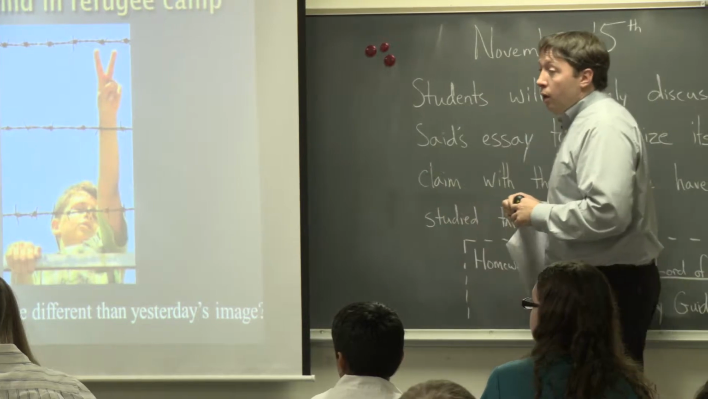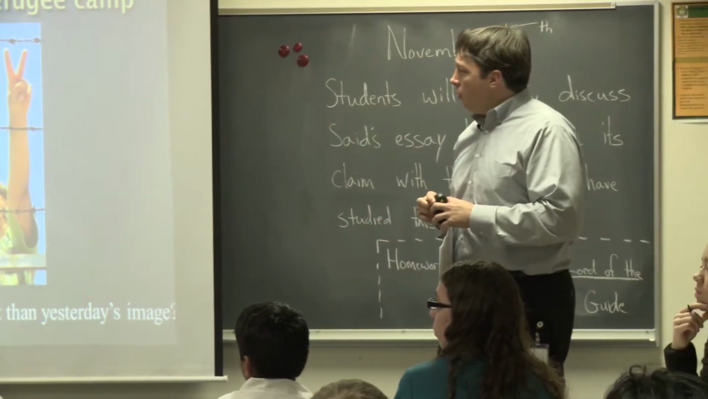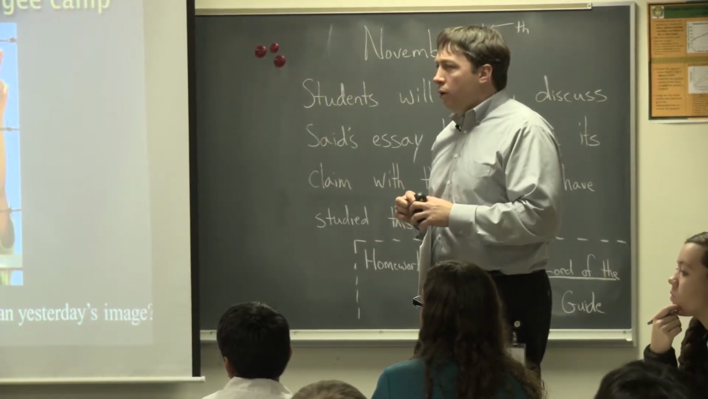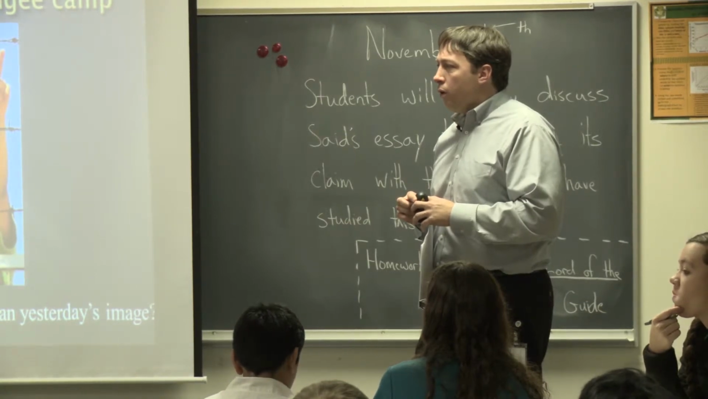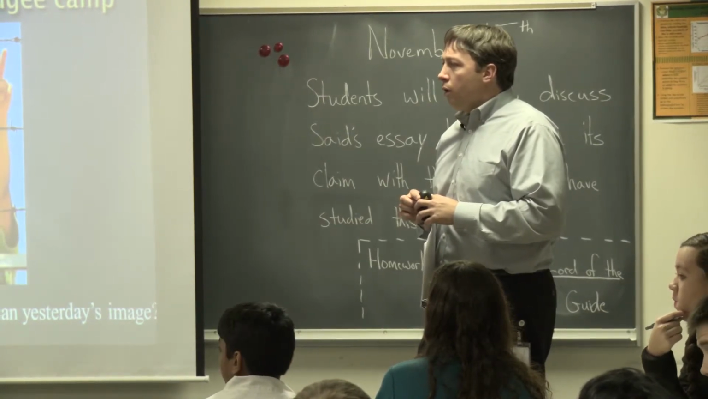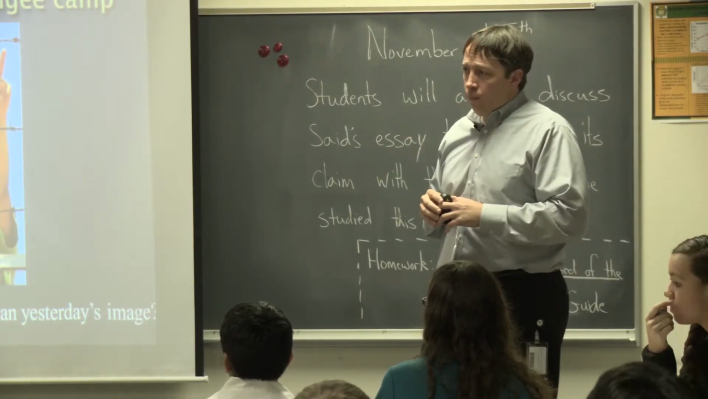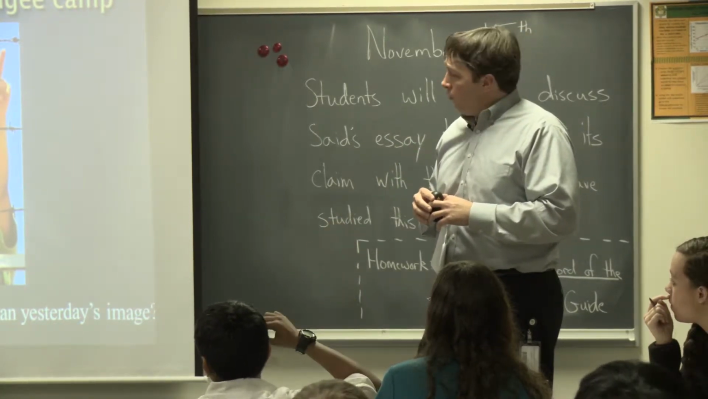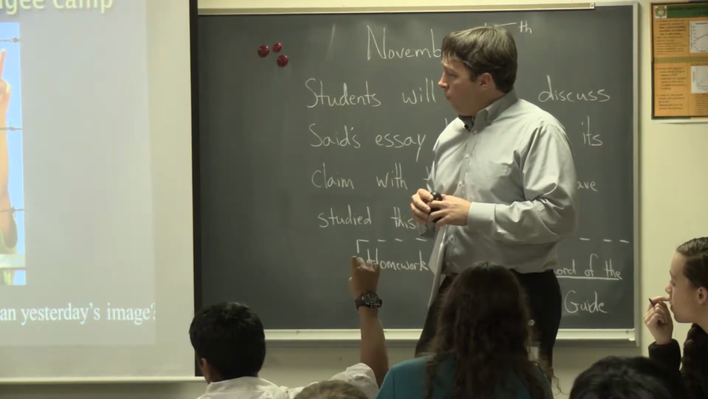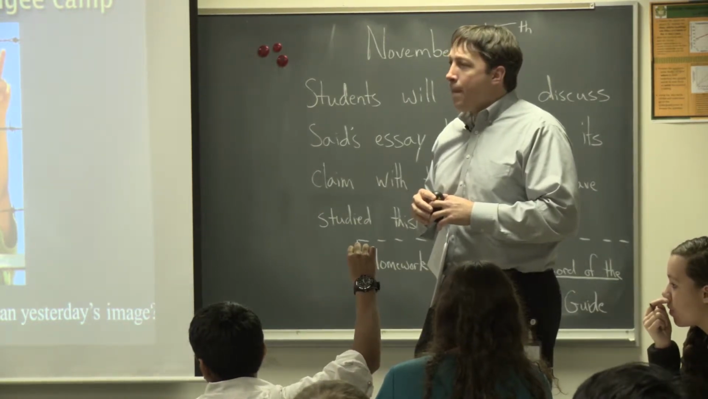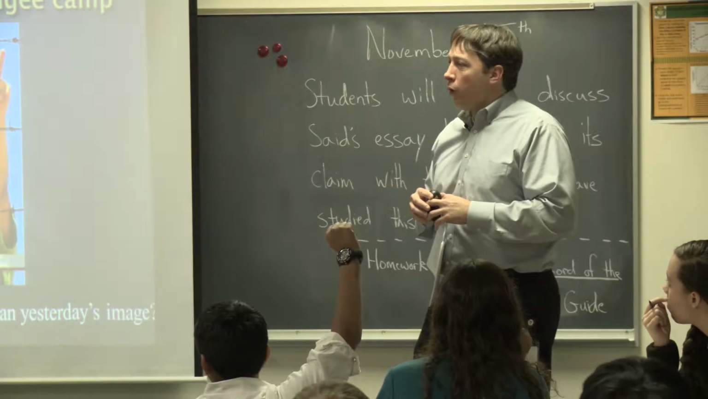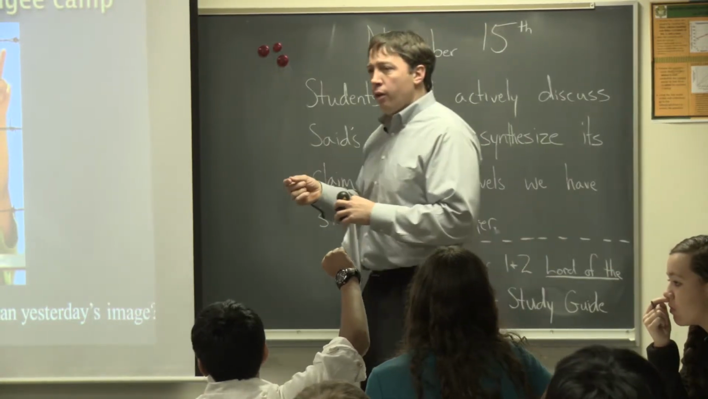Katie. The image itself is very potent because it's a strong image demonstrating his independence and individualism. Can I ask you a question? Where do you see strength? Well, the fact that he's behind the barbed wire and he's holding up a peace sign, you see strength within him. Okay. Can anyone build on this idea of strength?